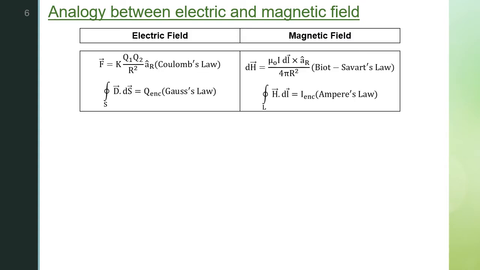Now we'll compare what we have studied in electrostatics and magnetostatics. We started with the basic law in electrostatics, Coulomb's law, that is F equal to K Q1 Q2 by R square into a R cap.